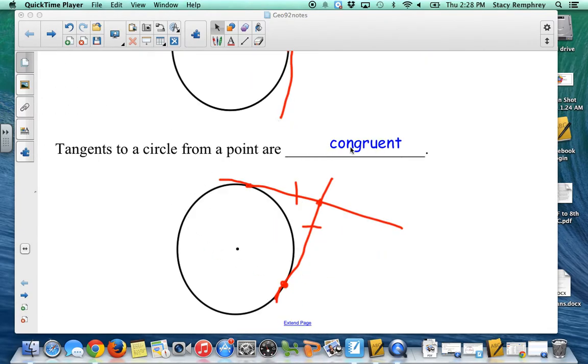Tangents to a circle from a point are congruent. So that means from a common point. So you can see I drew two tangents from this point right here, and the segment from this point to the point of tangency will be the same as this point to the point of tangency. So tangents drawn to a circle from a common point are congruent.